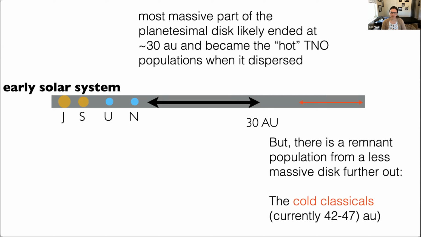And then what we see out in the cold classical population between 42 and 47 AU today, we think is the remnant of an in situ population that was less massive, but formed out in that outer solar system.